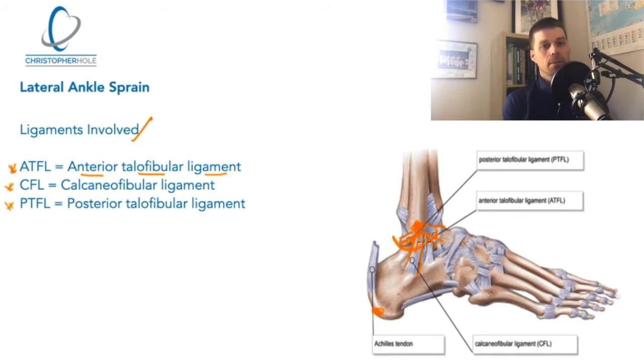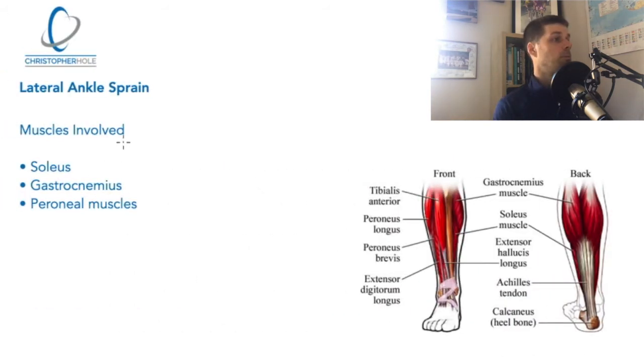When it comes to muscles involved, certainly with regards to the rehabilitation of it, you've got soleus and gastrocnemius, so these can become tight during it. So sports massage, or massage in general, in this area is going to be helpful, but we'll talk a little bit more about that in the next slide. And then you've got the peroneal muscles. So basically it's the muscles down the outside of the leg.